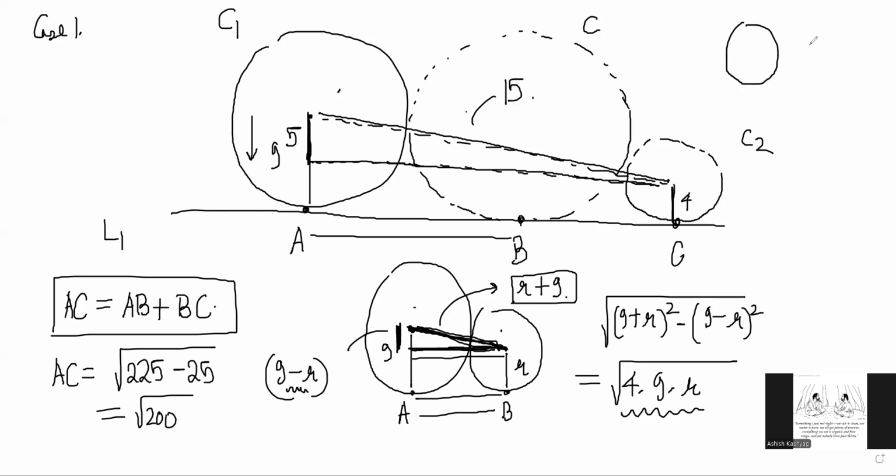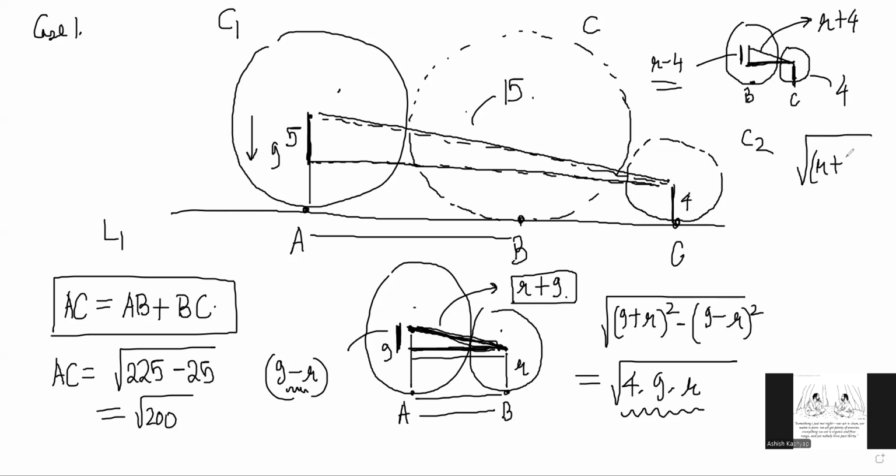Similarly, if I do circle C and circle C2, I can do the same thing to find BC. This is B, this is C. I need the base of the triangle again, right? Now this distance will be R plus 4. This distance would be R minus 4 because the radius of this circle is 4, right? So the distance BC would be root over (R plus 4) whole square minus (R minus 4) whole square. So that will come out to be root over 4 times R into 4, right? So these are the distances AB and BC: root over 36R and root over 16R.